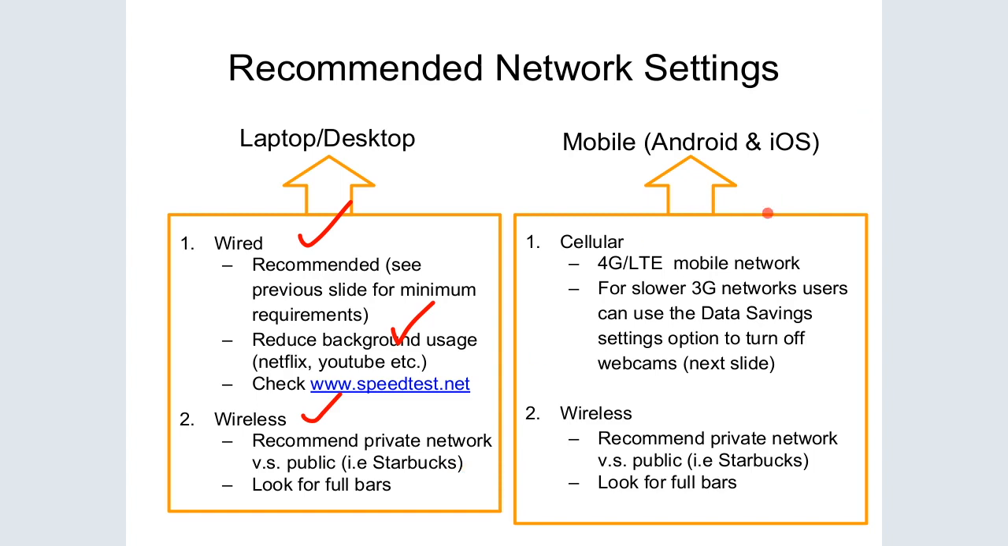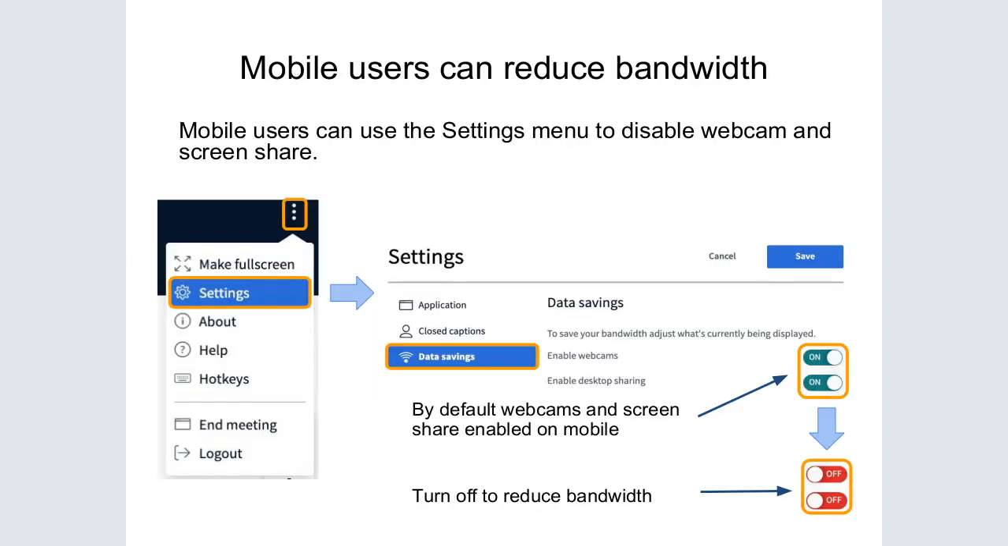On mobile, so for Android or iOS, we definitely recommend a 4G or LTE mobile network, especially if the user is intending to share their two-way audio, view screen sharing streams, and receive incoming webcams. For slower or 3G networks or individuals who may be on bandwidth restrictive networks, we recommend turning the data savings options on. You can access these through the settings menu, select settings, data savings, and the user will note that the webcams and screen sharing are automatically turned on.